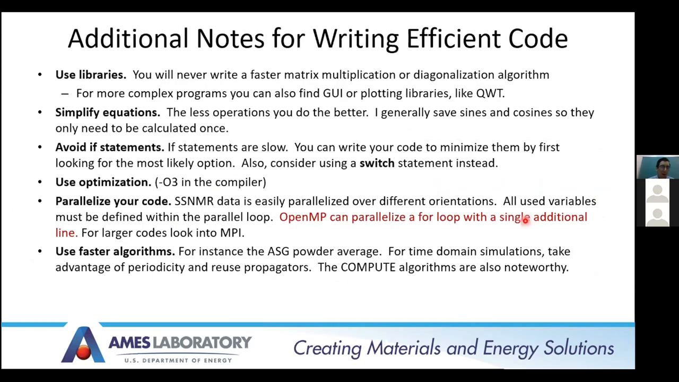So before I end this talk, these were two very minimalistic programs. I tried to write them in as few lines as possible. But if you're going to be writing your own programs and you might be distributing these, there are some additional notes that you might want to consider for writing efficient code. You want to use libraries as much as possible. Never write matrix multiplications yourself. You will never write a matrix multiplication that will be faster than what you can do with things like LAPACK or Eigen. And the same thing goes for doing matrix diagonalizations.